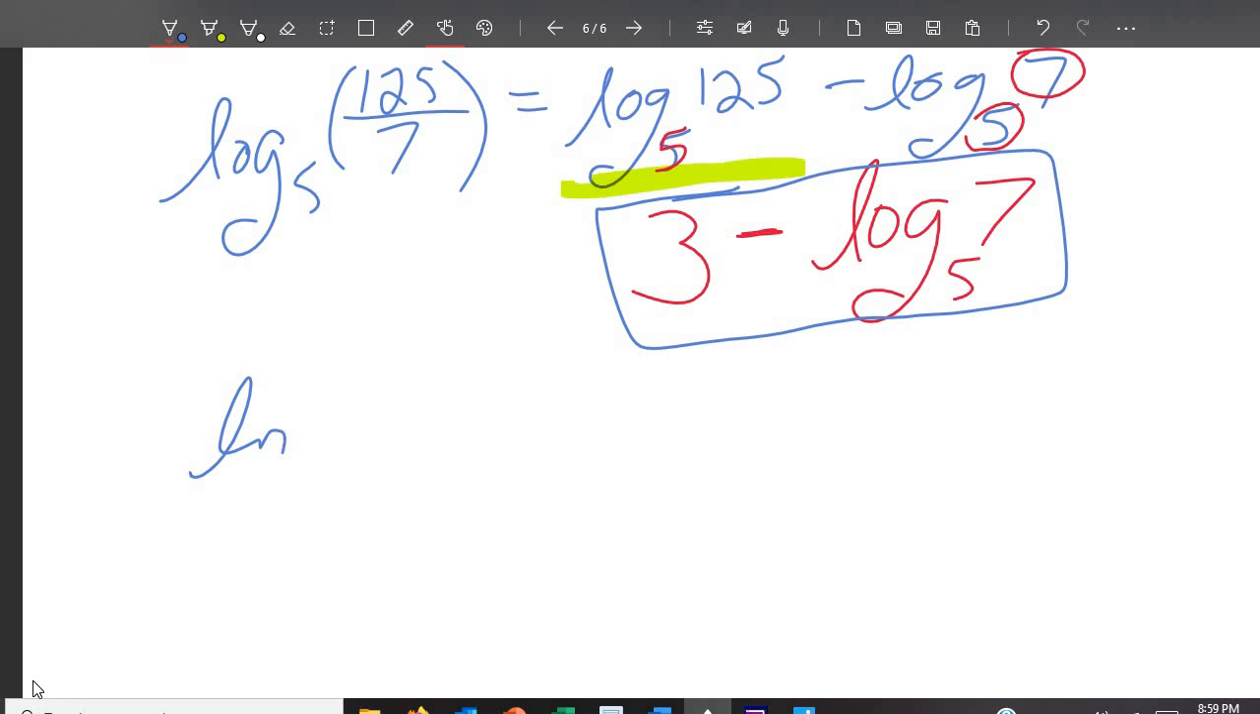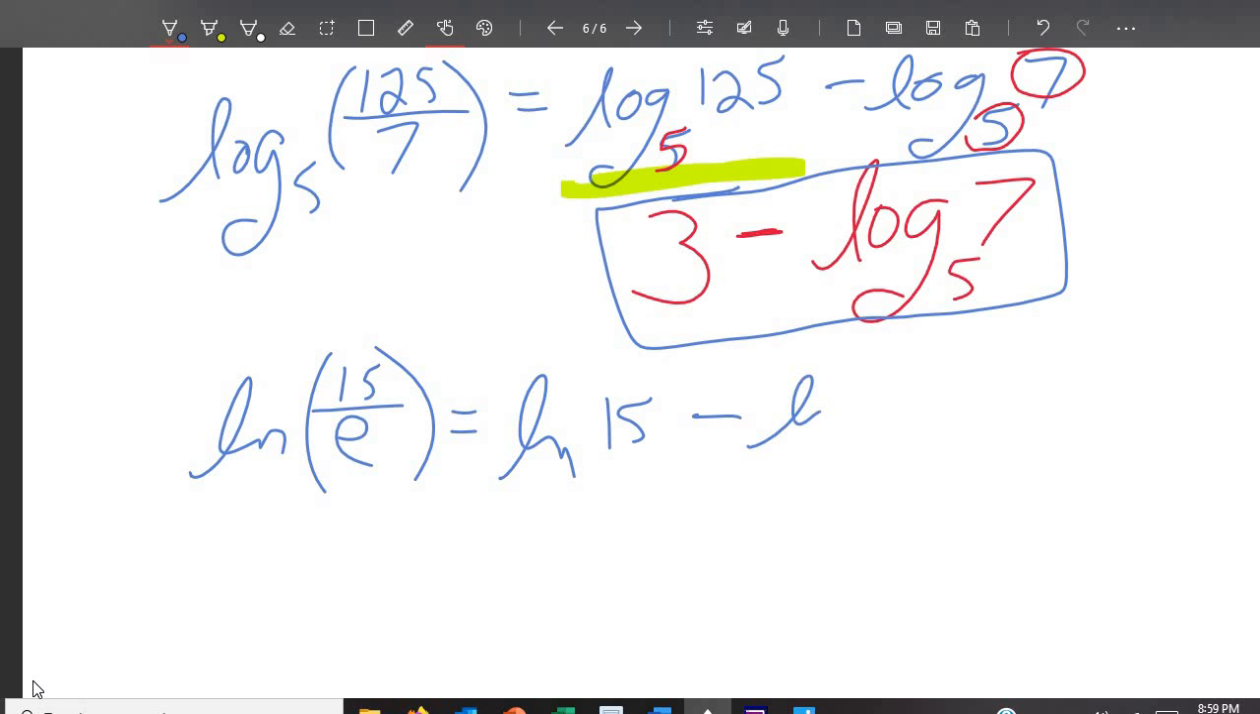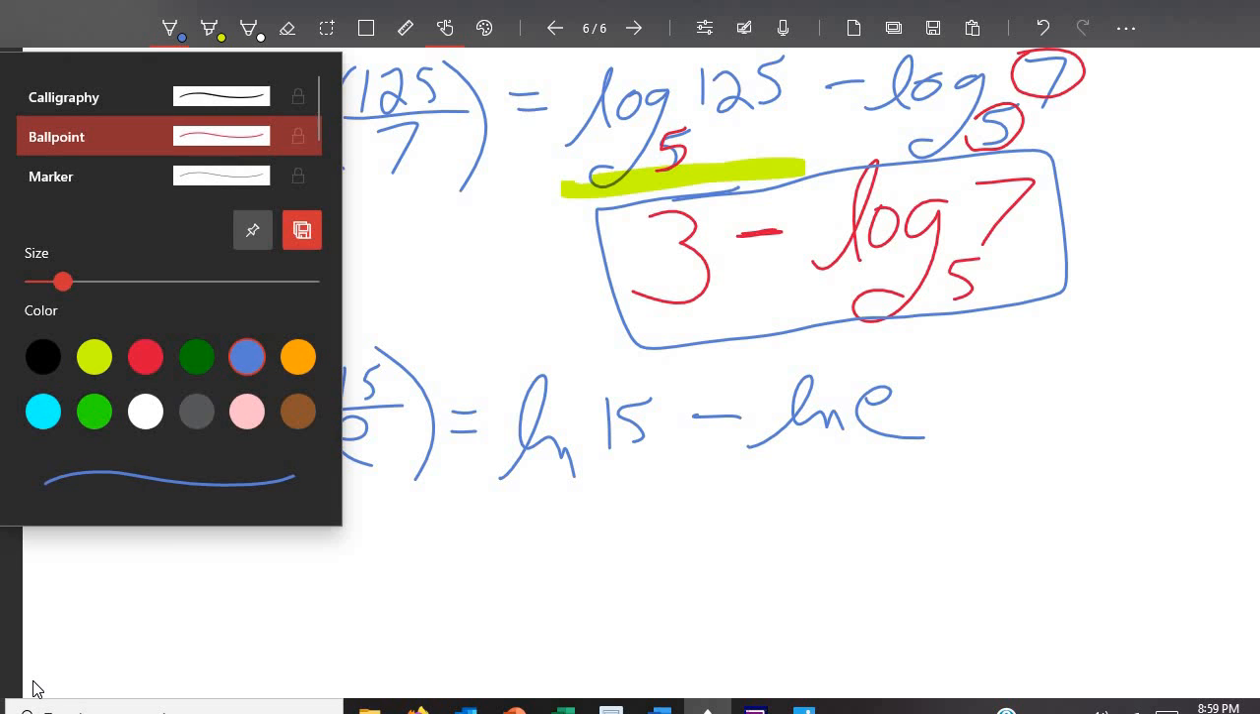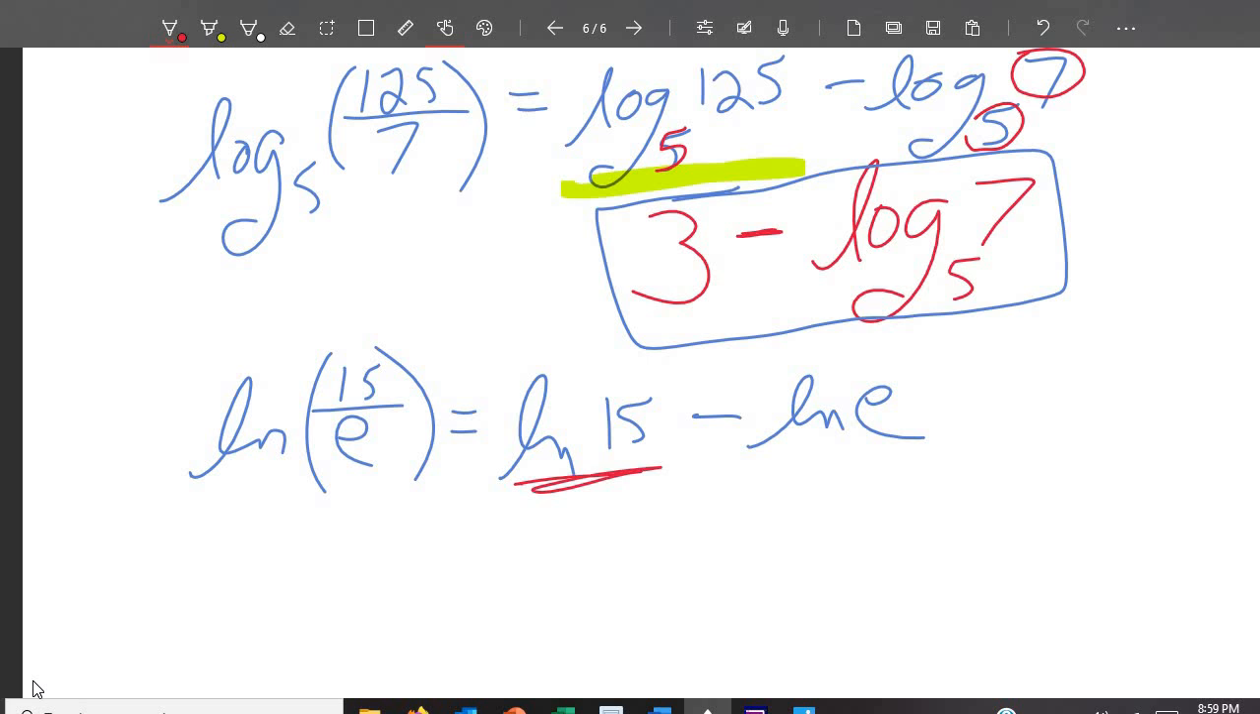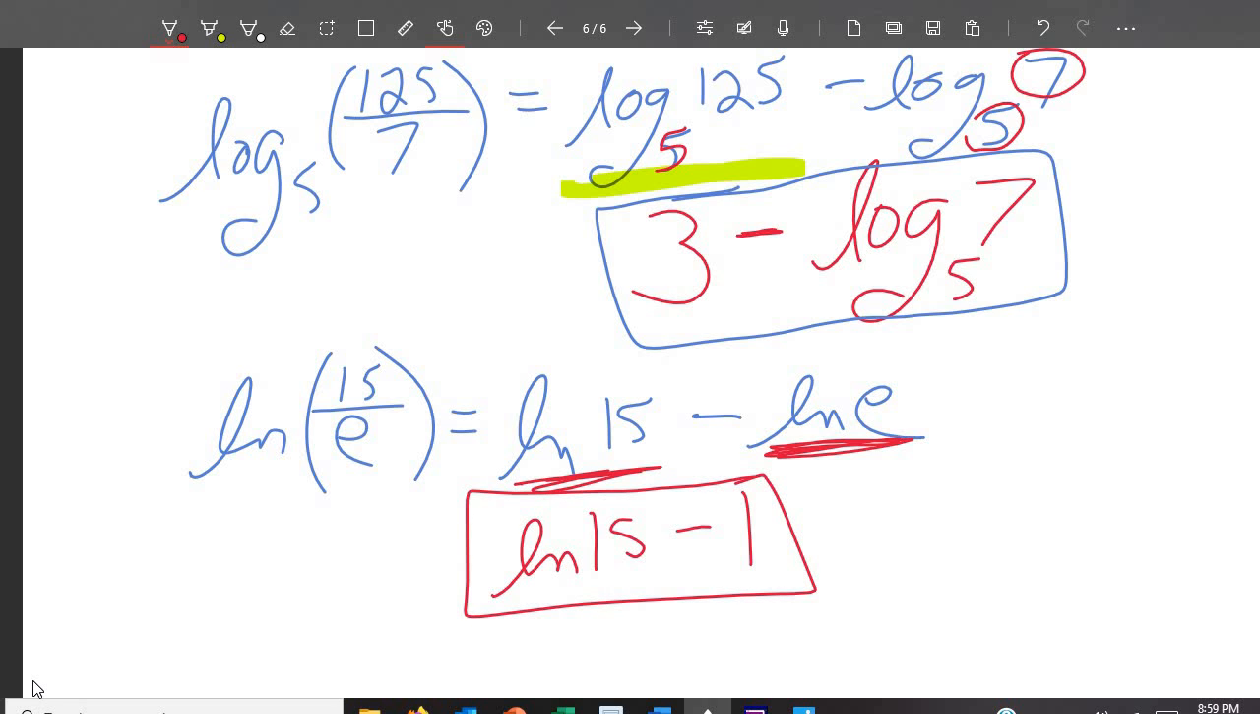Alright, suppose I had natural log of 15e. So it's a fraction. Break it apart. 15 goes first, and the e goes second. I can't do anything with the natural log of 15, so just rewrite it. But I can simplify ln e. Ln e is 1. This is the final answer.